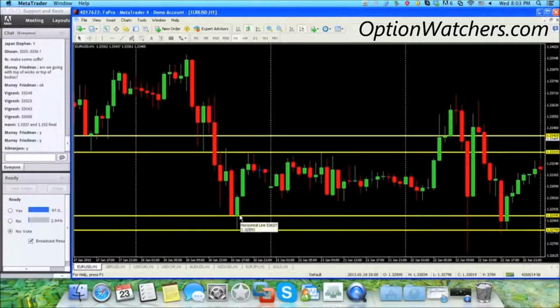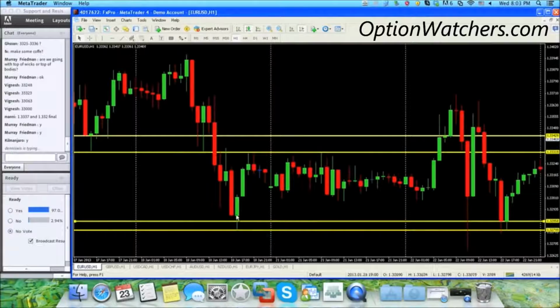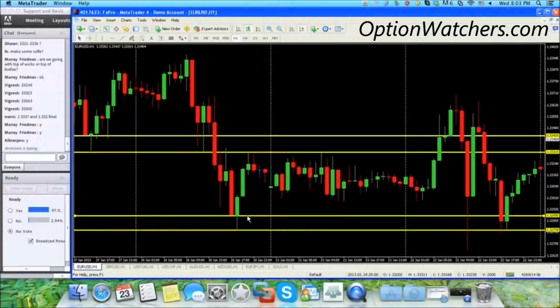Remember, bodies are important. That's why I'm using this area and not this one. Because if I put my line here, then I'm not covering this body. Bodies are important. Let me cover this body. And then I'm going to take this tail. Now I have everything covered. So I have this entire area covered.